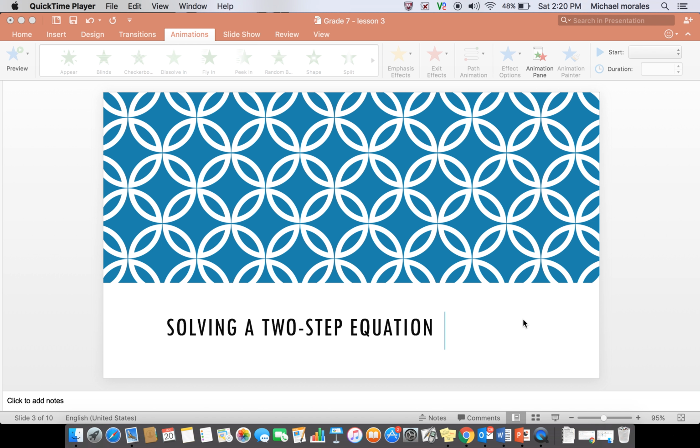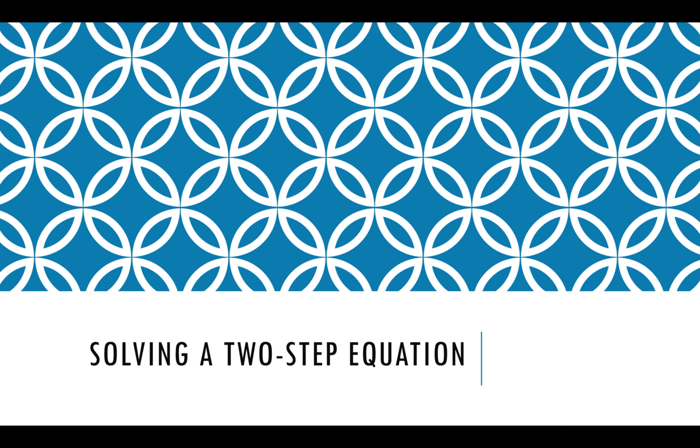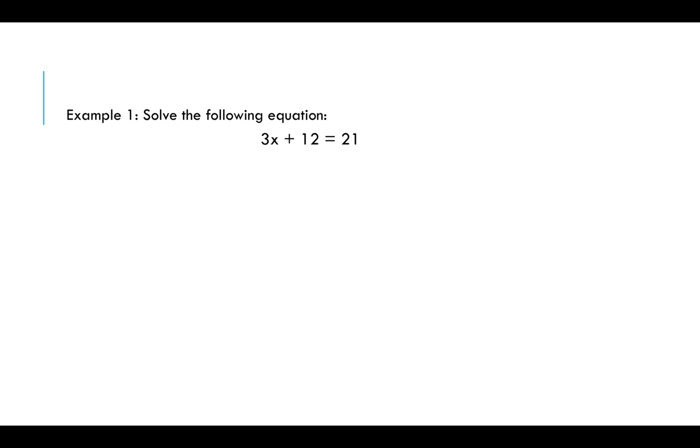Sorry I couldn't be there in person to go through this with you, but I'm going to go through an example of solving a two-step equation. So let's take a look step by step, okay? You can always pause the video anywhere you need to make sure that you're understanding what we're doing here. So to start with, if we have this equation, 3x plus 12 equals 21.